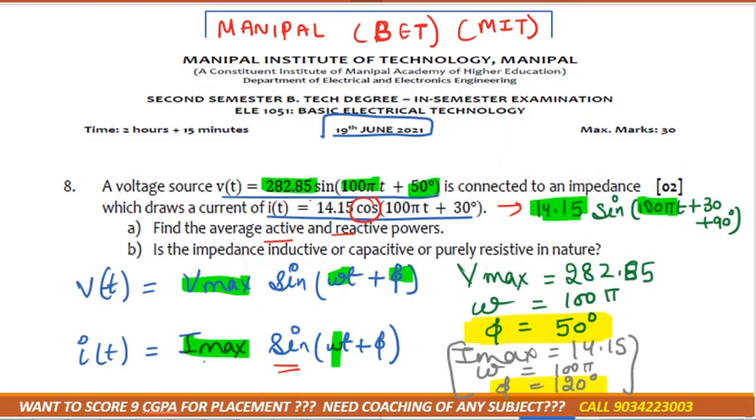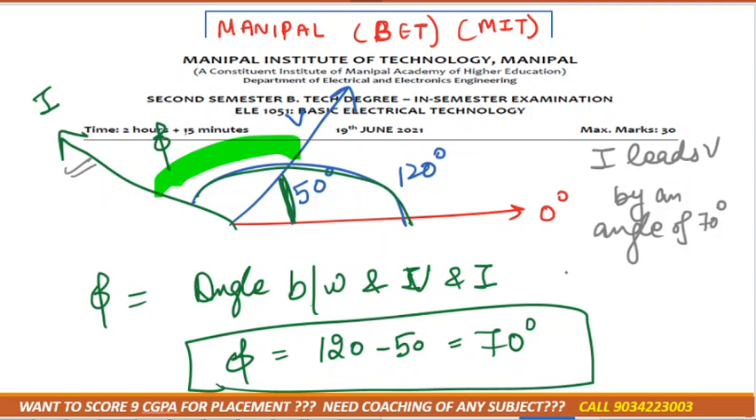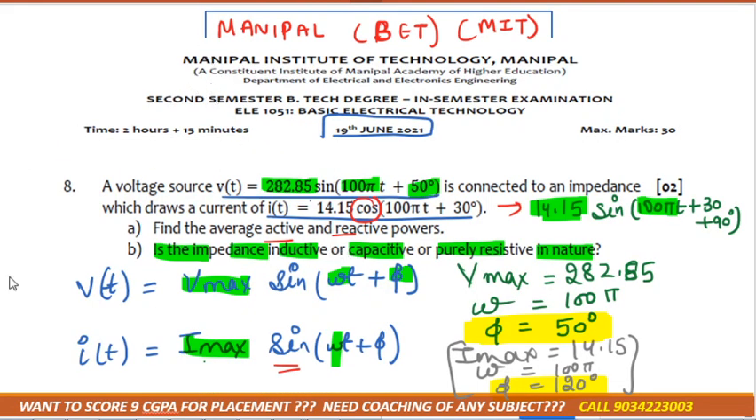Now the next part they said, is the impedance inductive or capacitive or purely resistive in nature? Now as you can see in this phasor diagram, is current leading or voltage leading? Current angle is more, so as you can see, in this case current leads voltage by an angle of 70 degree. And current leads voltage in which case? In the case of capacitor. So basically it's capacitive in nature. So the answer is capacitive.